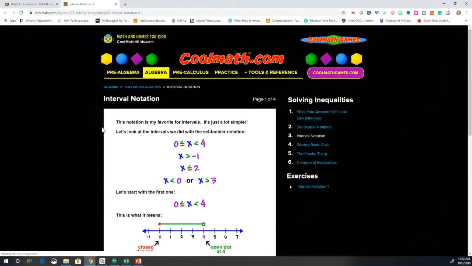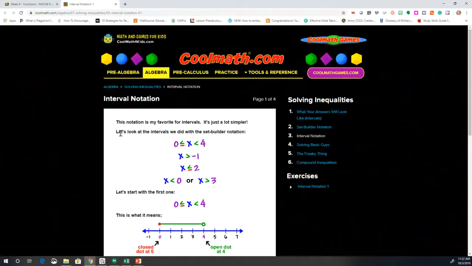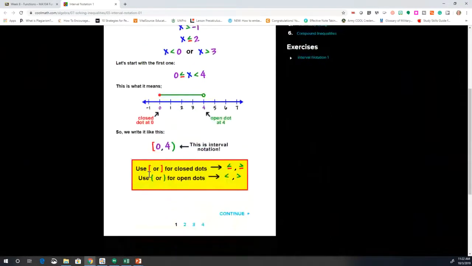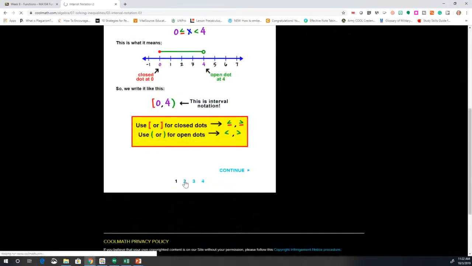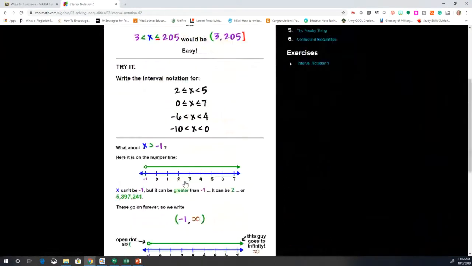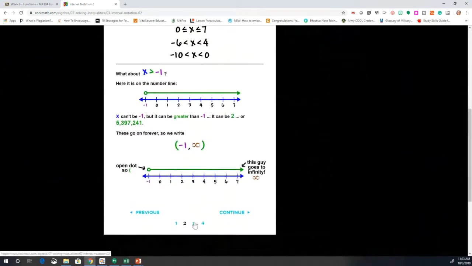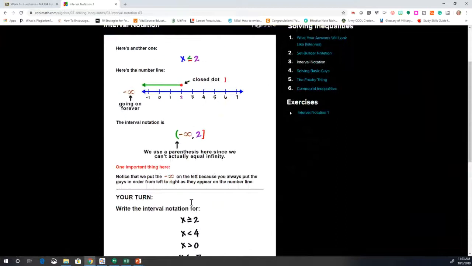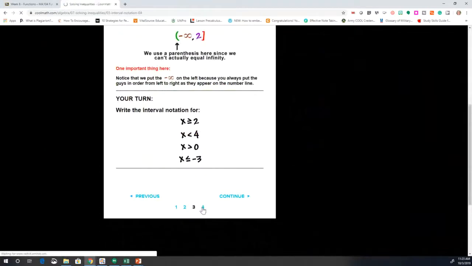And this is talking about how you write your answers. So it's going through the basics with X. If you had inequalities, what does it mean on the number line, and then how you write it in interval notation. So it's just demonstrating what this looks like. And you can think of our X and Y axes as number lines, essentially.